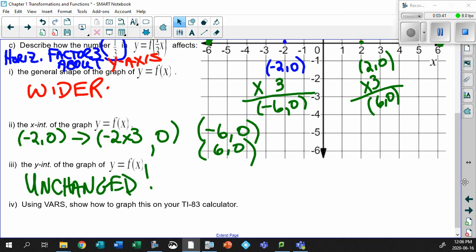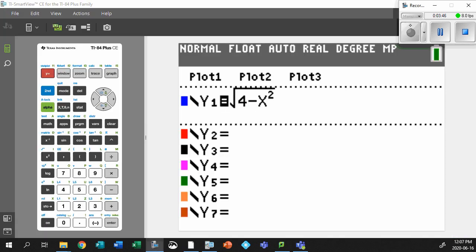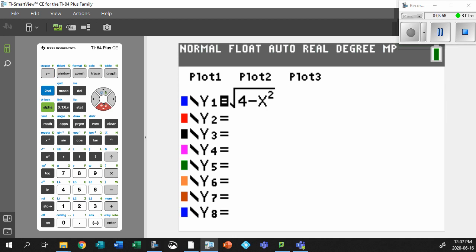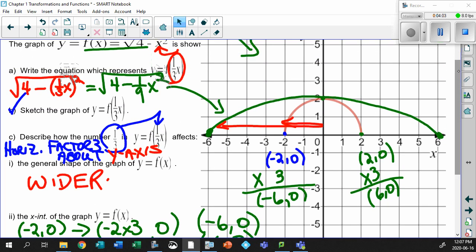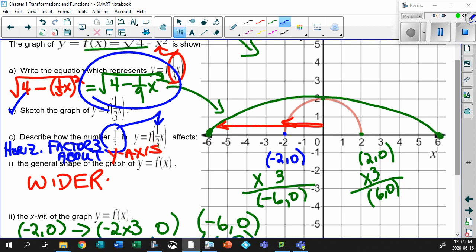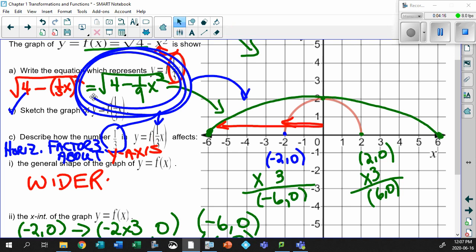And now let's go plot this on our TI-84 calculator. So I left this here just as we have for the last 4 or 5 questions as the square root of 4 minus x squared. Now we can either do vars or we can use that wonderful formula that we derived. Do you remember back here? Oh my goodness, there it is. We can use this. How about we try this first? Let's see if that's actually going to give us a graph that looks like this. This should be interesting. So 4 minus 1/9 x squared.